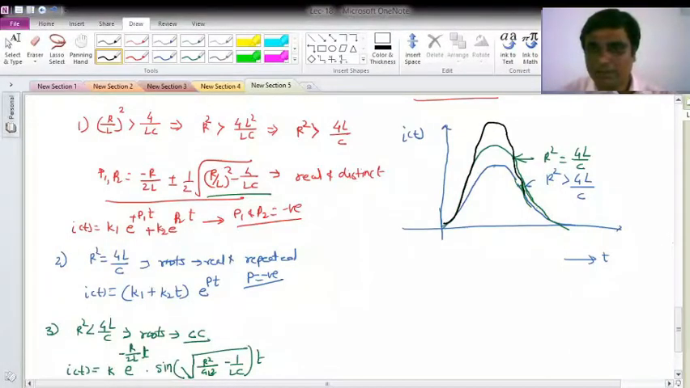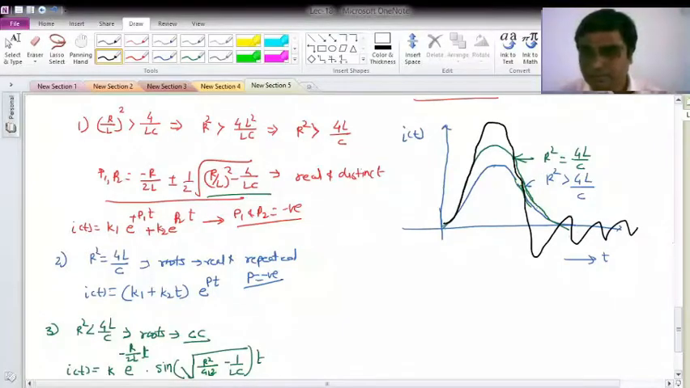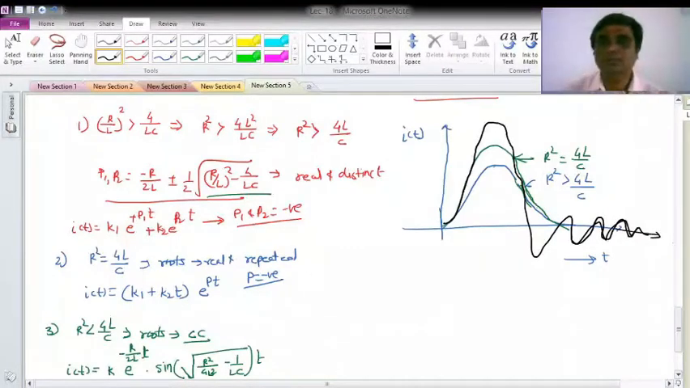And if I plot this, it looks like it will go this way, and again there will be a damped sinusoidal. So this condition is when R square is less than 4L upon C.